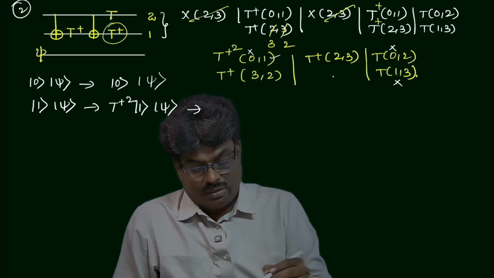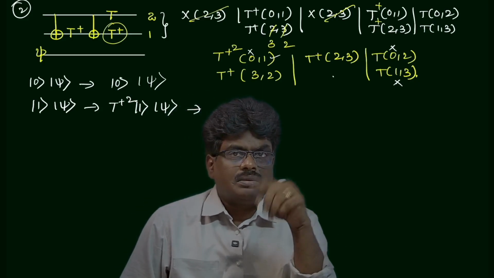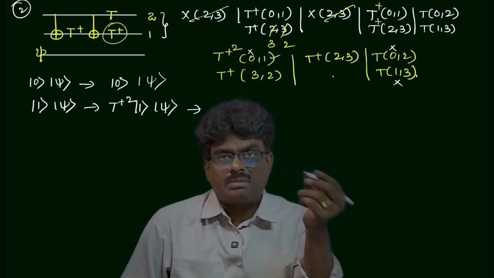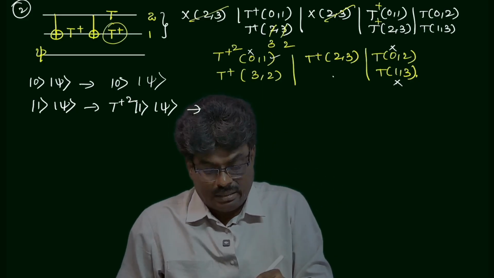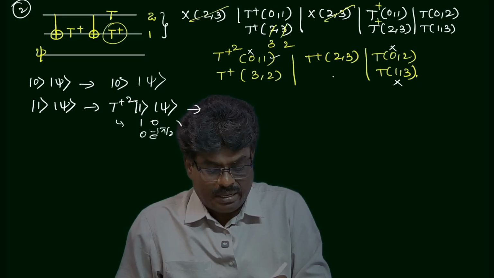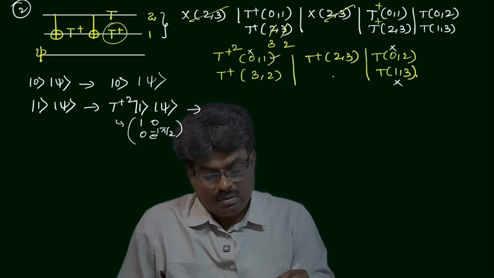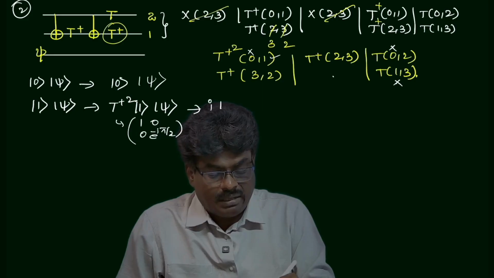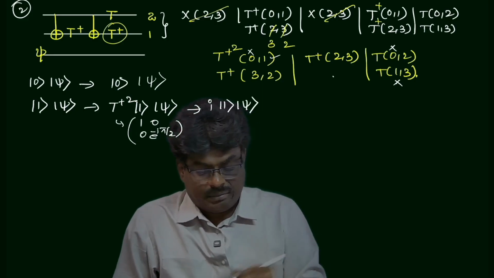yeah, if you want you can write T dagger square, that is 1 0 0 minus e raised to minus I pi by 2, that's minus I, I hope you understand. So this is 1 0 0 e raised to minus I pi by 2, that is minus I 1 psi.